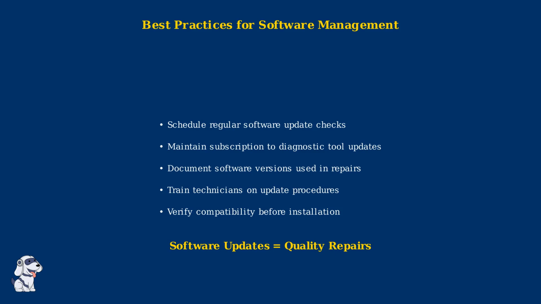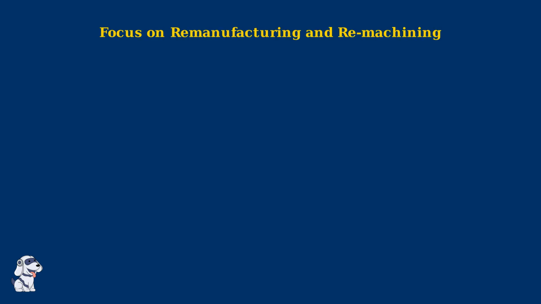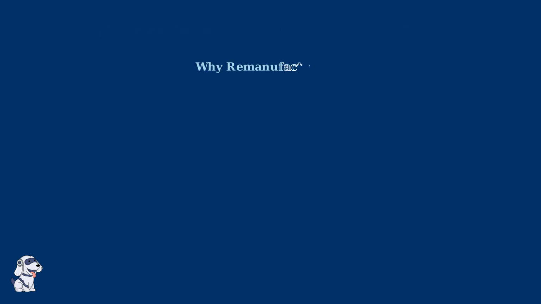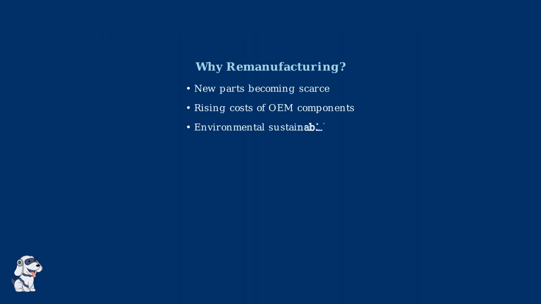Staying current with software ensures you have access to the latest diagnostic capabilities and calibration improvements that can make the difference between a successful repair and a costly comeback. As new 6L80 TEHCM parts become increasingly difficult to find and expensive to source, the automotive industry is turning toward remanufacturing and remachining as viable alternatives. Several factors are driving this trend. New parts are becoming increasingly scarce as manufacturers focus on newer transmission designs. The rising costs of original equipment manufacturer components make remanufacturing an attractive economic option.